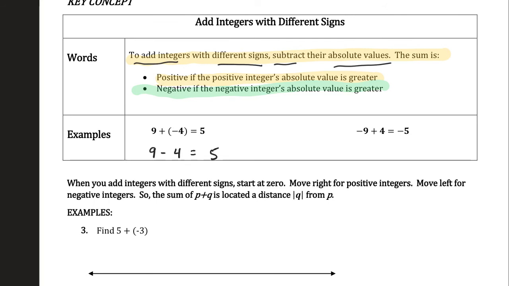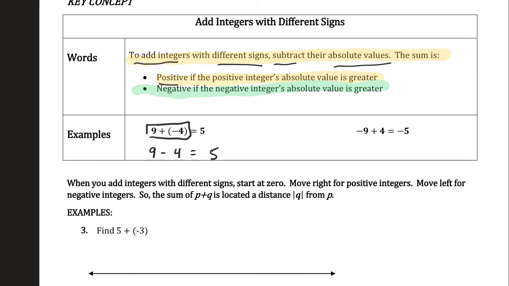Now, our sum is going to be positive if the positive integer's absolute value is greater, or negative if the negative integer's value is greater. So we're looking up here. Which value is greater? Well, it's 9, and so our answer is going to be positive. Okay, our answer is going to be positive.